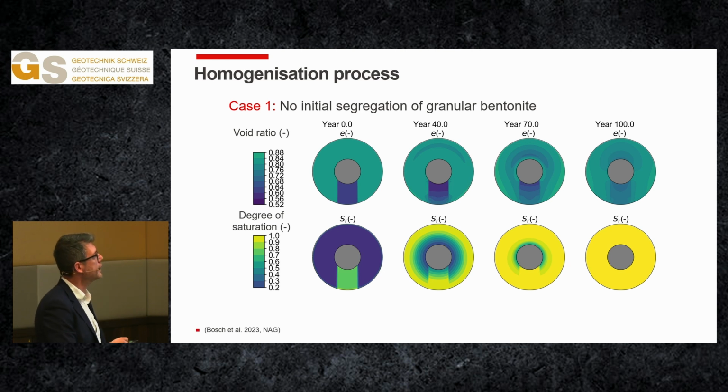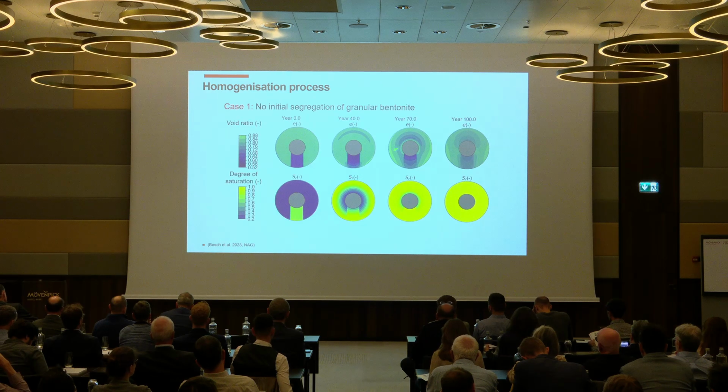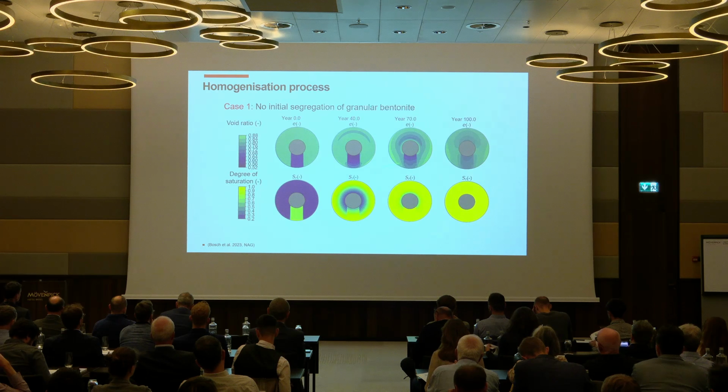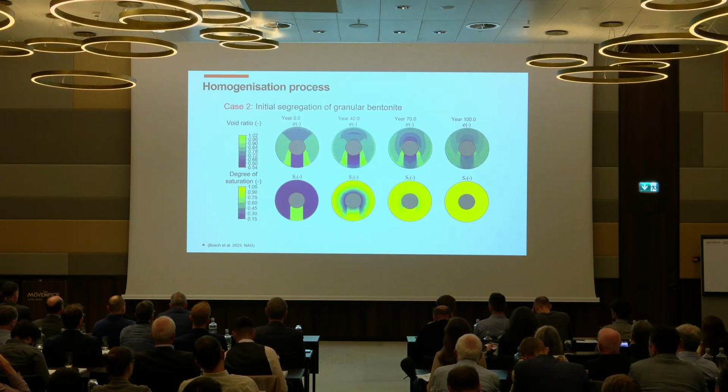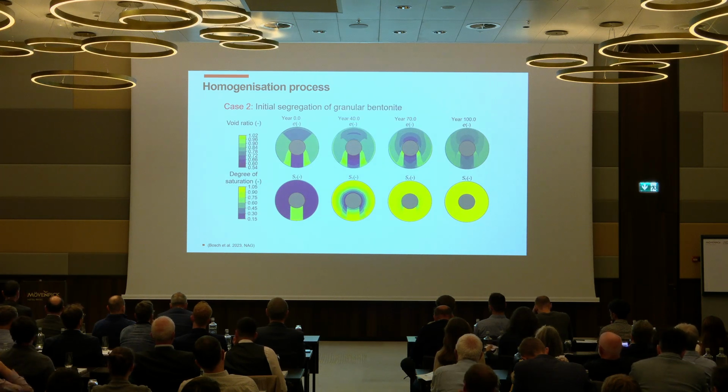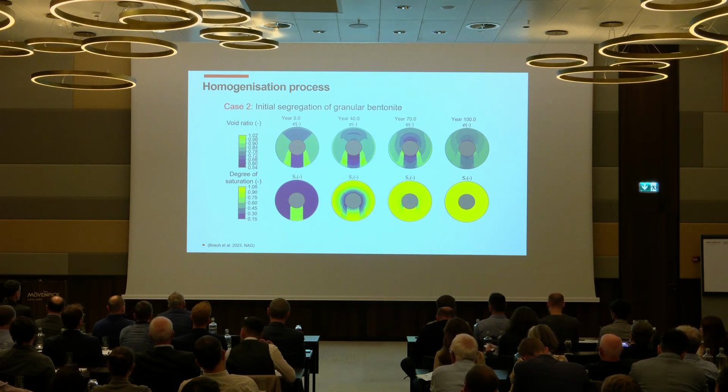And we can have an understanding of the evolution of the density of the barrier. This is the case where the material is homogeneous. We understand that more or less in 100 years, the degree of saturation will be 1, so the system will be fully saturated. And you see that there is a good homogeneity of the density of the barrier, which is also the case if you start from a segregated case. So if the density is not uniform at the beginning, there is anyway at the end a very good homogenization capacity of the system, and it ends up in a density which is more or less similar.